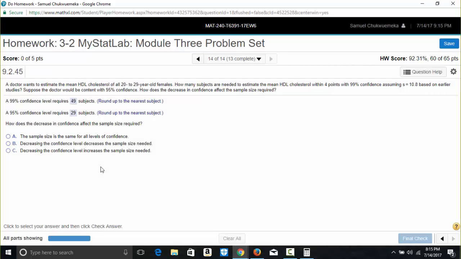How does the decrease in confidence affect the sample size required? Decreasing the confidence, as you can see, decreases the sample size needed. So the answer is B.